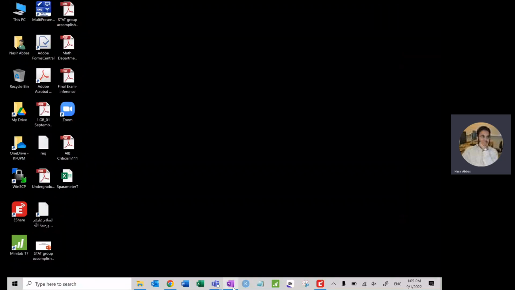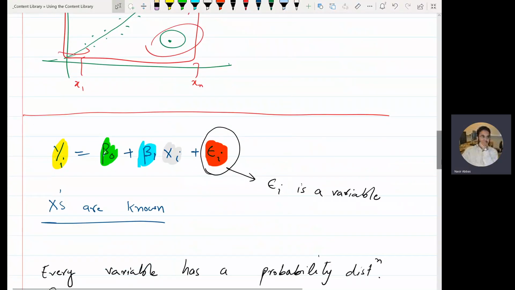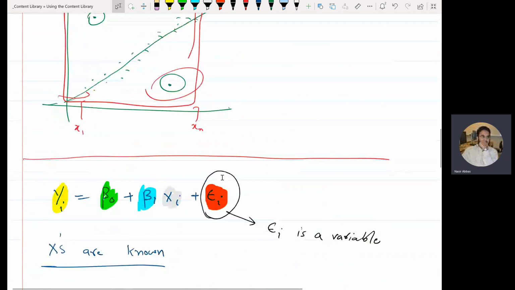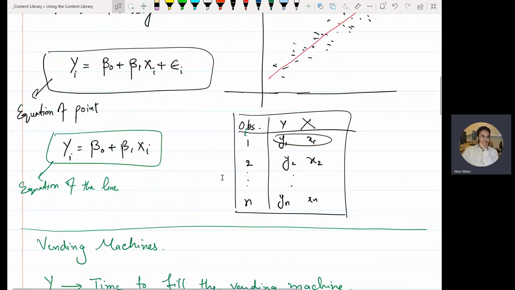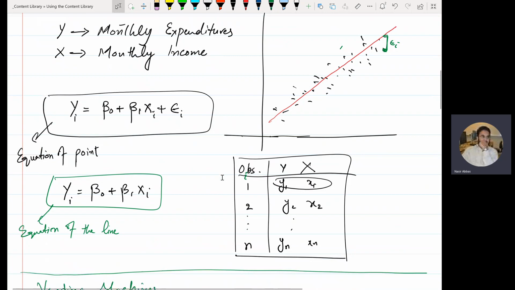Okay, let us start from where we were discussing in the previous class. The summary of the previous class is that we said there are some mathematical relationships in terms of a line, a straight line, where we have an equation something like this.